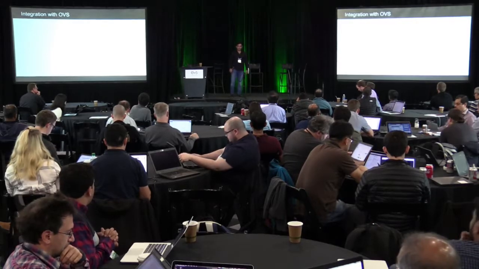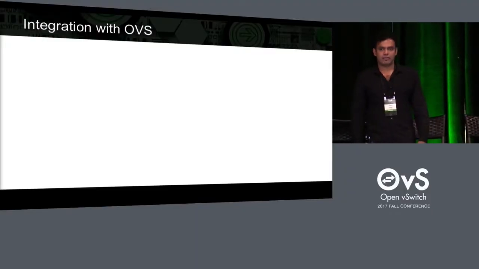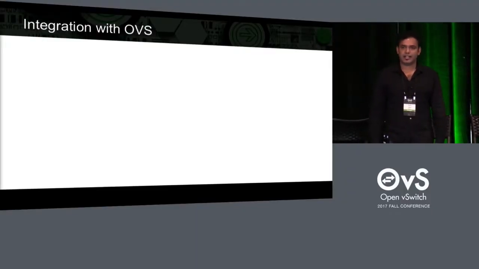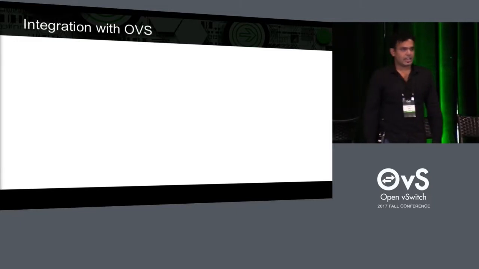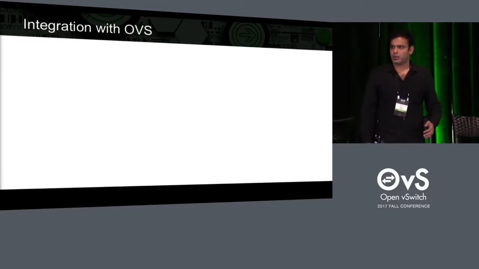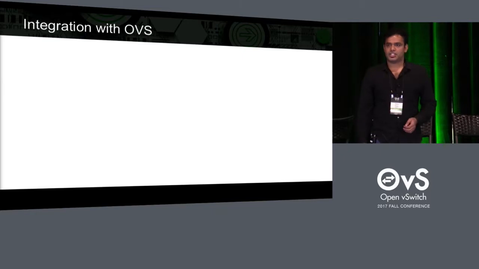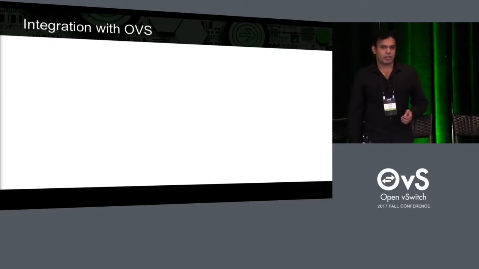So the first question is, what does it even mean when we say that we want to integrate OVS with containers? Containers, at least from a networking perspective, at the very basic level, is just a network namespace. So the question is, how do we integrate a network namespace with OVS? It's very straightforward and simple, actually.